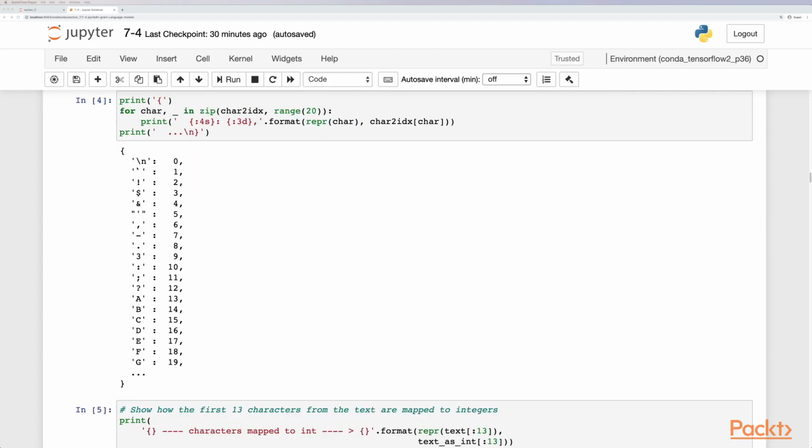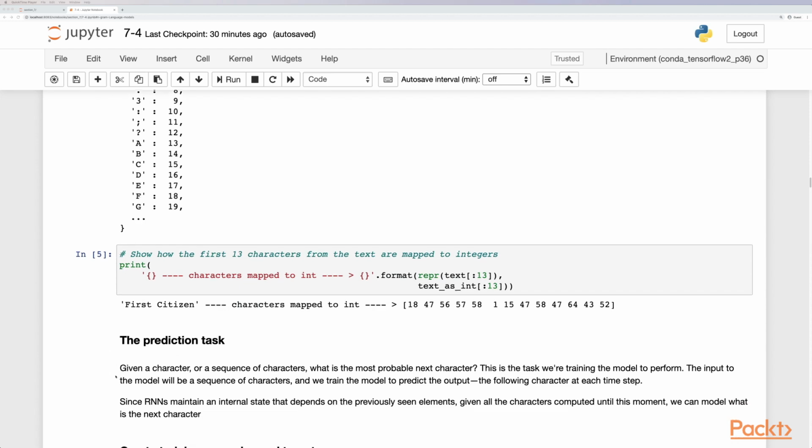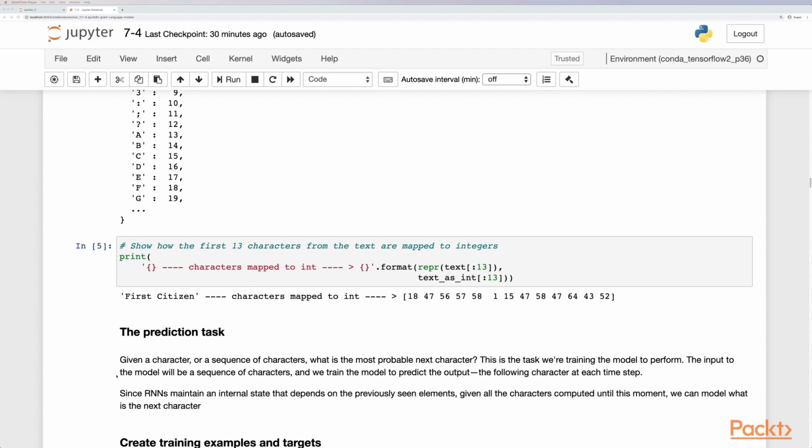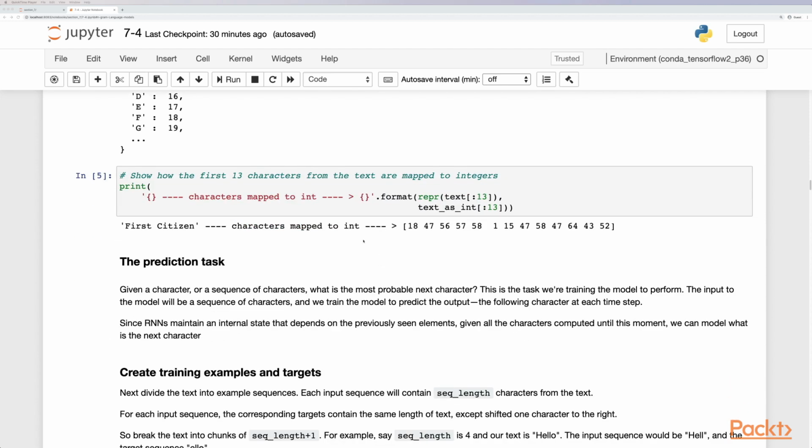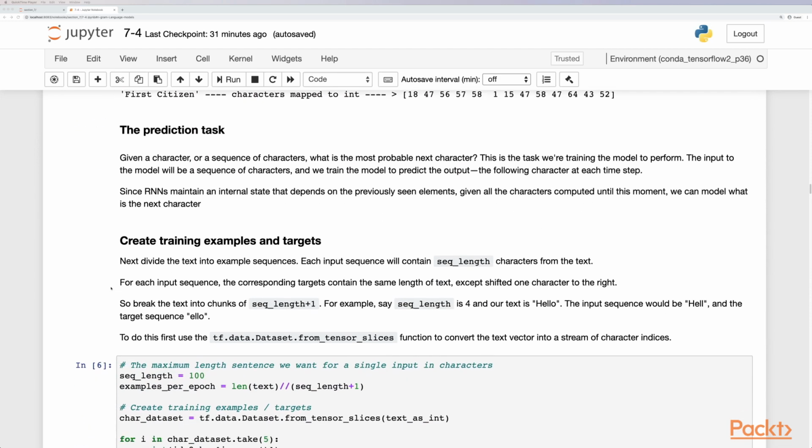Notice that we map the characters as indexes from 0 to the length of the unique characters that we have in the vocabulary. So we can see a map here, where we map the newline separator to encoding 0, and then 3 maybe to 9, or a capital letter A to 13. And we can show the first 13 characters from the text that are mapped to integers, as follows. So the neural network will see this and will predict an integer representation, which we can then decode back into our text format.